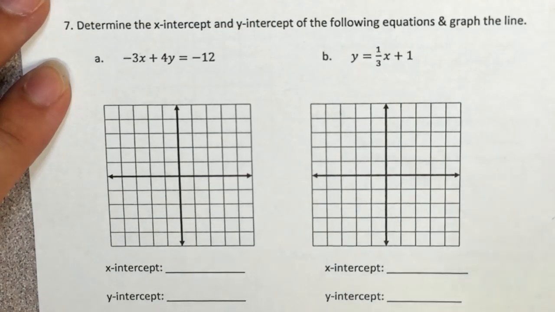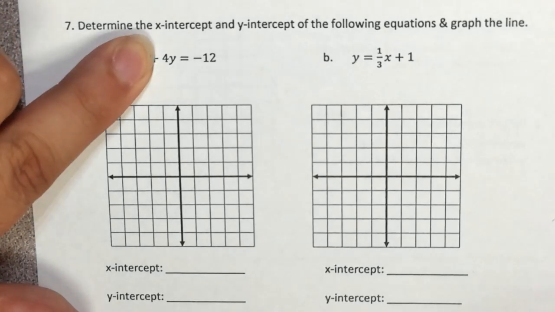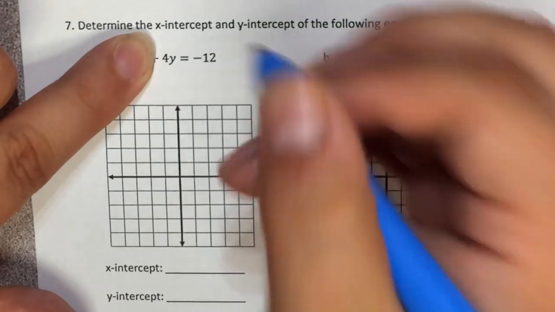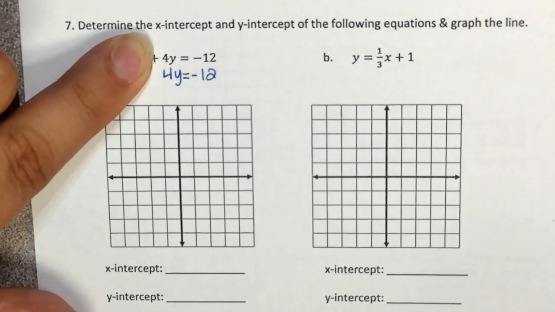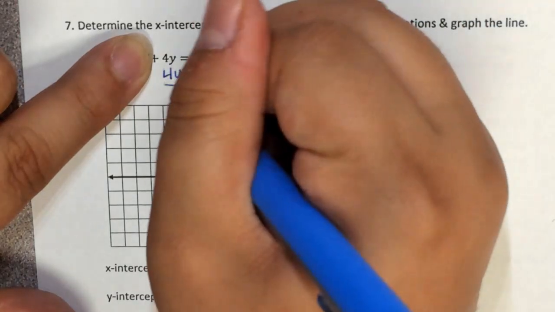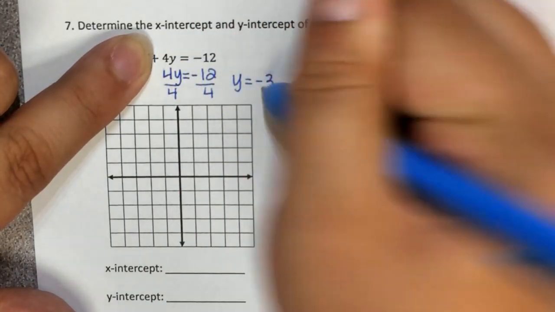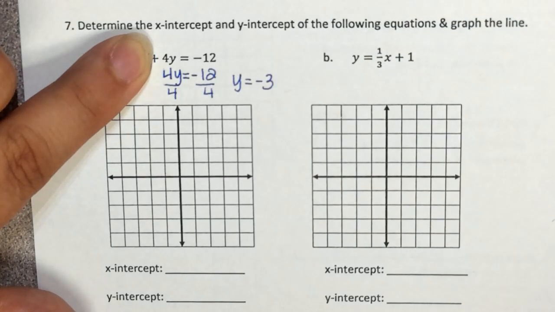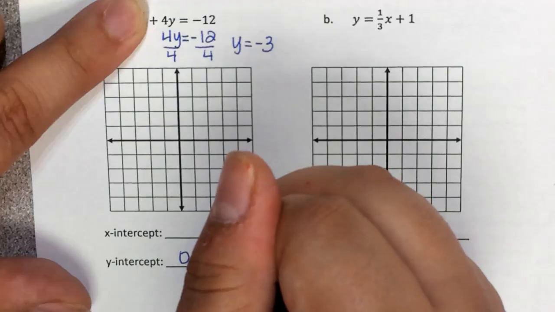All right, on the back, number 7. It wants me to determine the x and y intercept. How do I determine the x and the y intercept? You cover it. If I cover this, what am I left with? 4y equals -12. How do I find the y? Divide it by 4, and what is my y? Don't just write -3 as your answer. Give me a point. The y-intercept would be 0, -3.